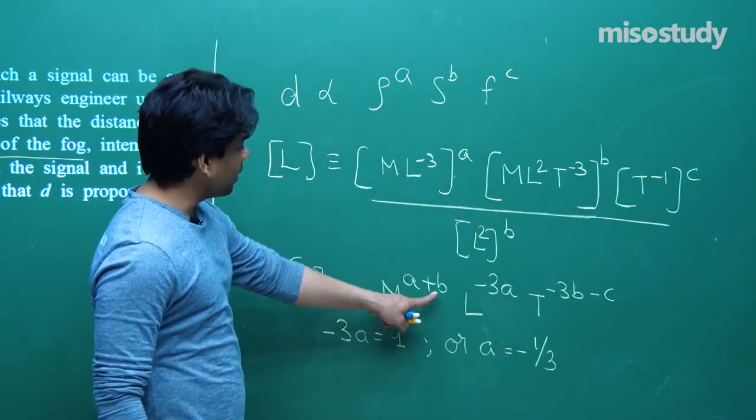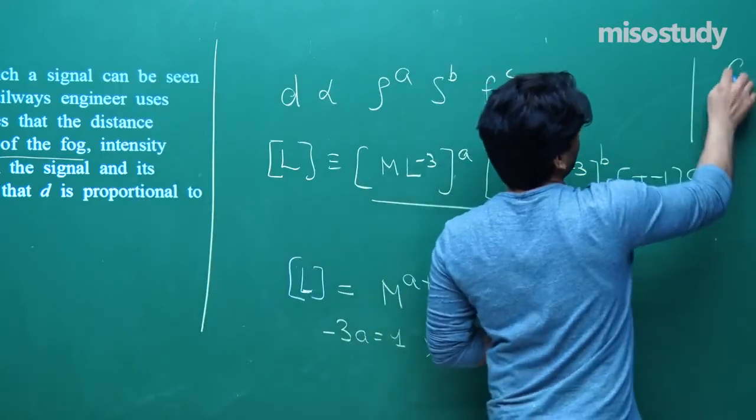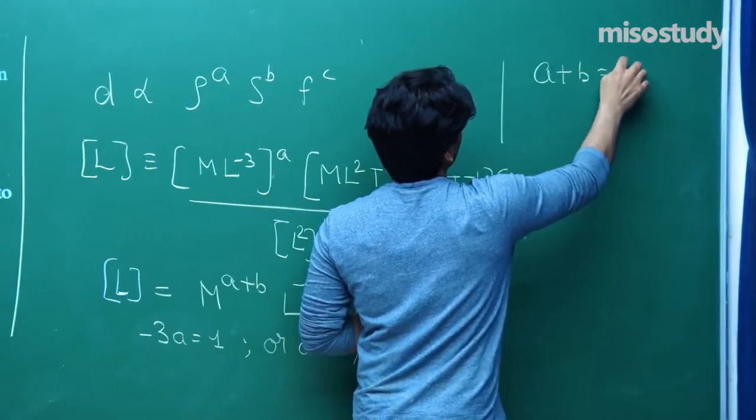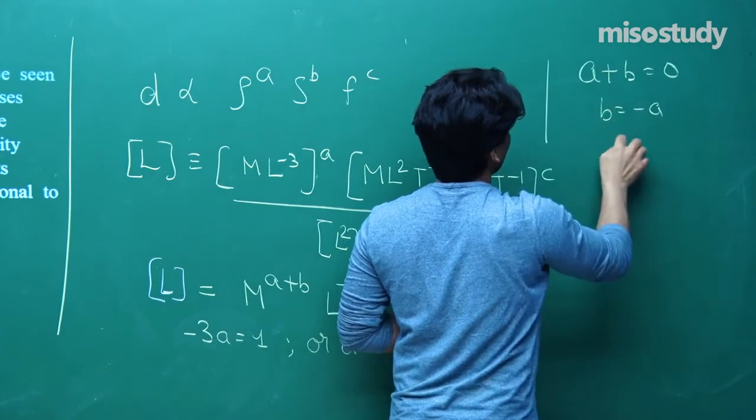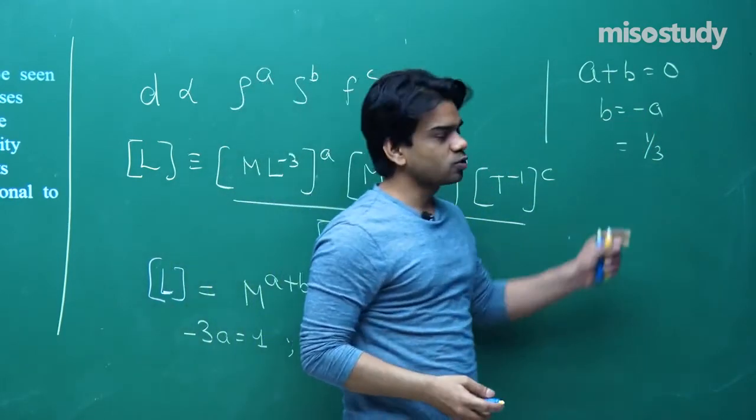Now clearly if you see here A plus B will be equal to 0. A plus B equals to 0. So we can write B equals to minus A or B equals to plus 1 by 3. A equals to minus 1 by 3, B will come out to be plus 1 by 3.